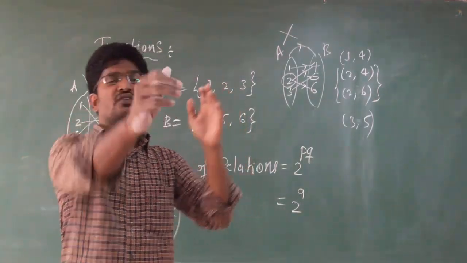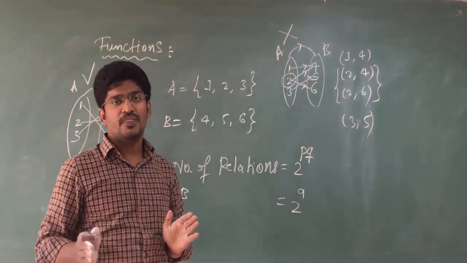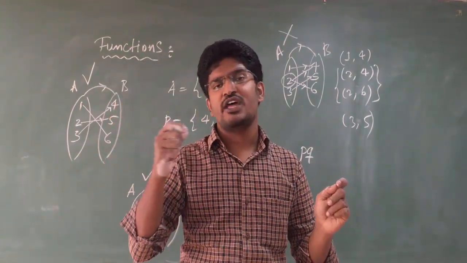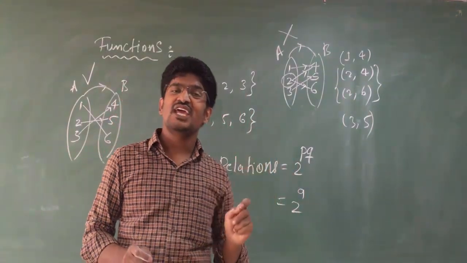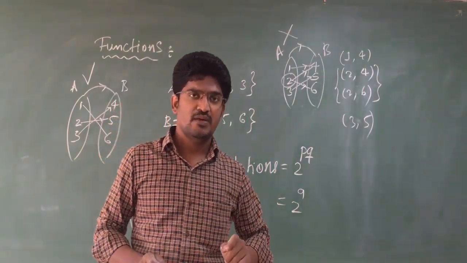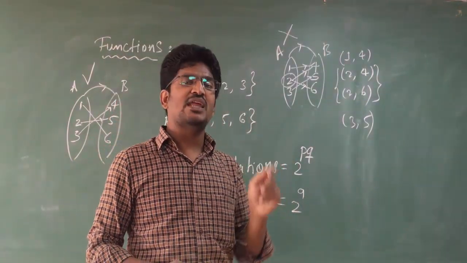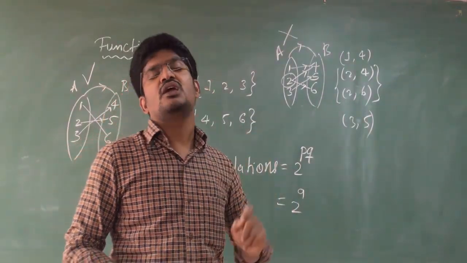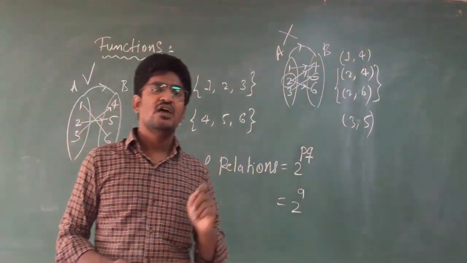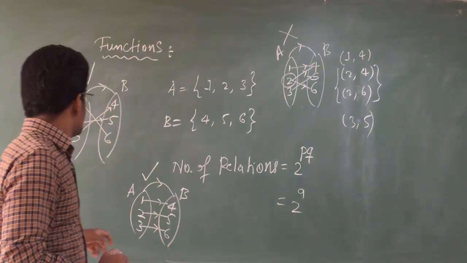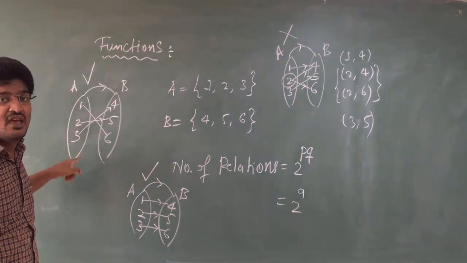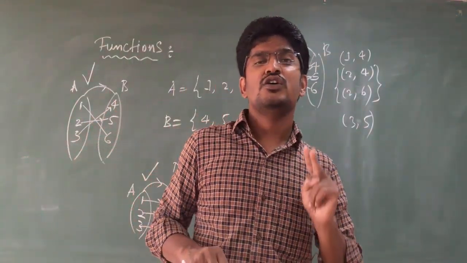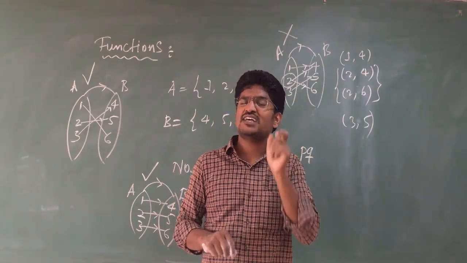That means if the relation has to be a function from non-empty set A to non-empty set B, every element of set A, please understand this, every element of set A must have a unique image. That means every element of A must not have 2 images. Unique means 1. That has to be only 1.